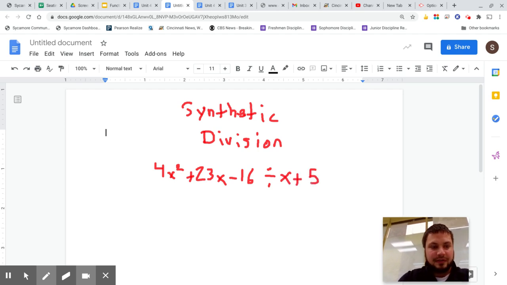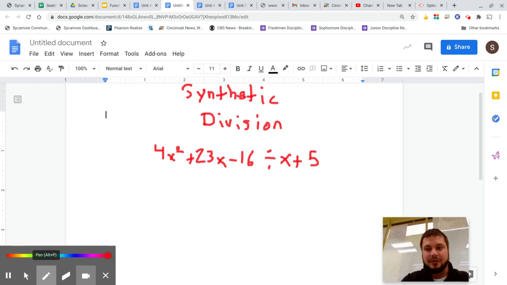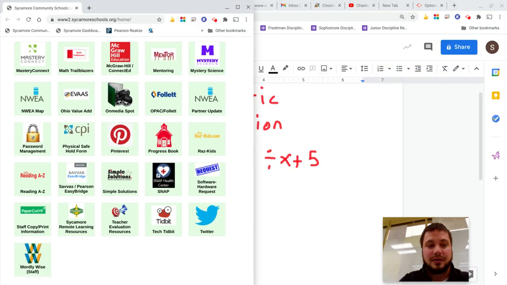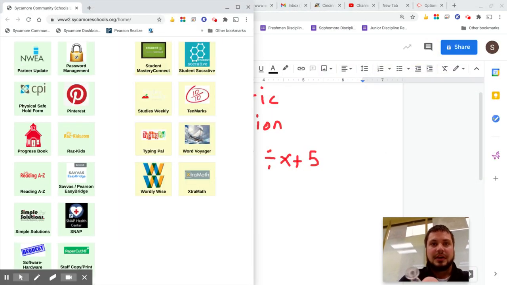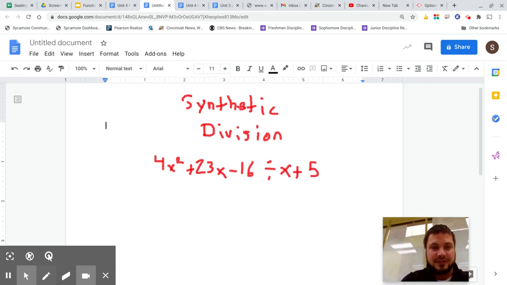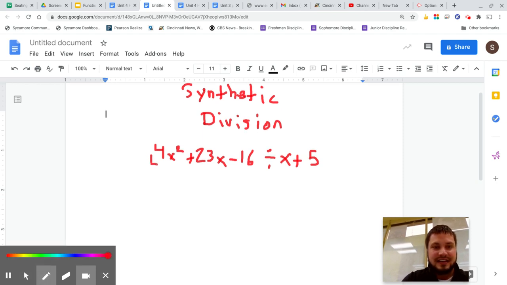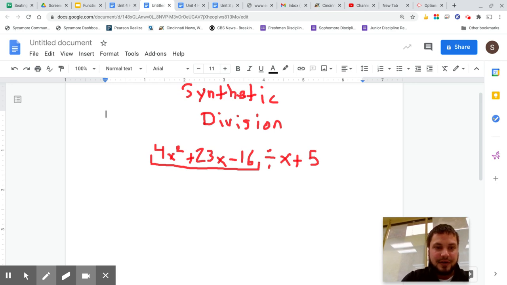Okay, new process, so just learn it here with me. It might seem a little bit weird at first. You might not understand why it works, but it does, and it's effective, and it's a lot quicker than long division, okay? So the first thing you want to do in synthetic division is you want to write down the coefficients of the thing that is getting divided, okay? So those coefficients are 4, 23, and negative 16.